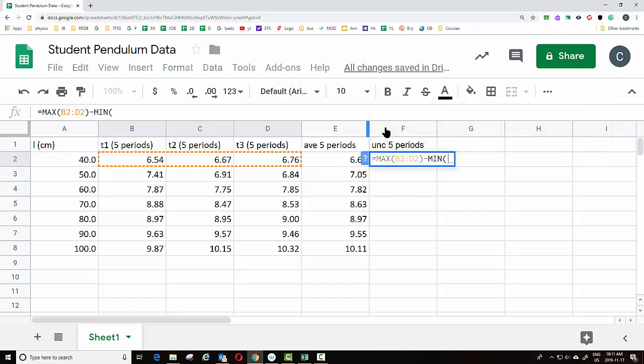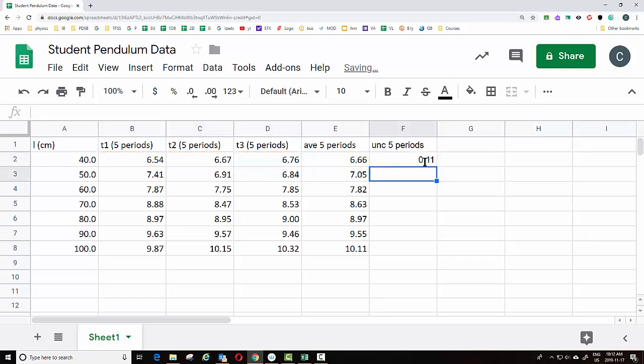Here's minimum over those same 3 values. That should come out to be 6.54. Now be careful here. If you just write divide by 2, what it's going to do is take the minimum and divide it by 2 and then add that to the maximum. What you really want to do is go find the range first, maximum minus minimum. So you need to put brackets over that numerator.